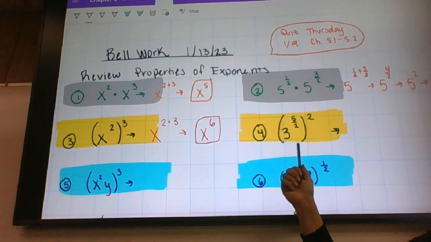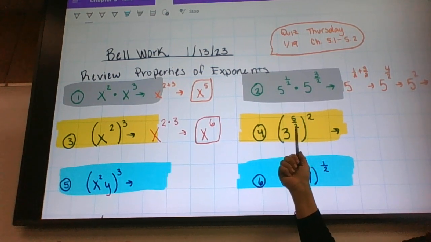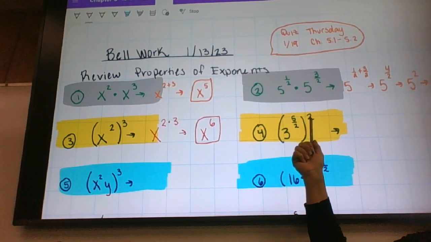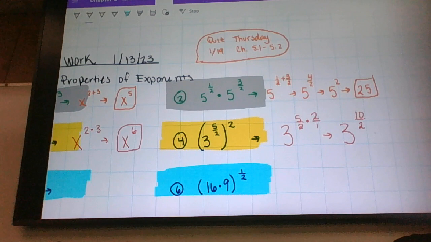And so when I go to this with the number base, I want to practice the same skill. I'm just going to multiply 5 over 2 times 2 over 1. So that would be 10 over 2. That's 3 to the 5th. So 3 to the 4th. 3 to the 3rd is 81.